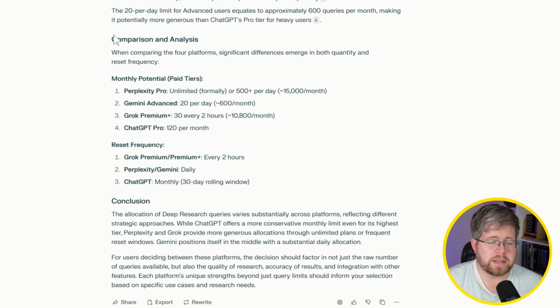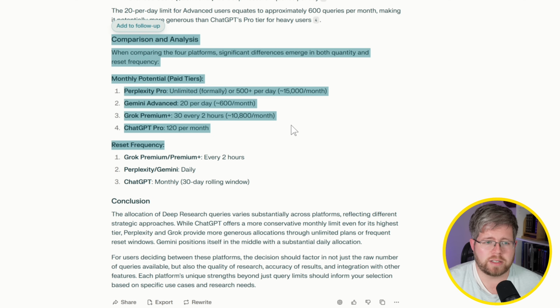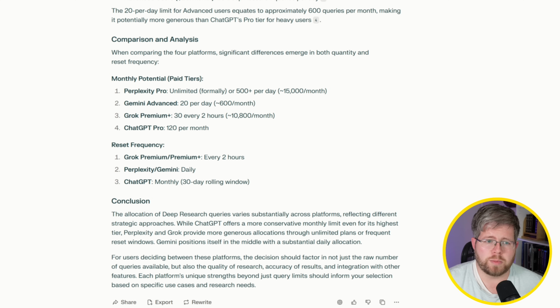And then Perplexity gave me this handy comparison here between the 4. So Perplexity Pro is essentially unlimited. Gemini is 20 per day, Grok is 30 every 2 hours on its highest plan, and ChatGPT Pro is 120 per month on its highest plan, which is $200 a month.